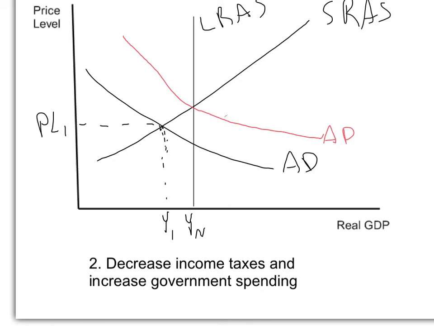We'll call this AD2 and AD1. We're going to show the shift to the right. We're going to show the increase in GDP and the subsequent increase in price level.